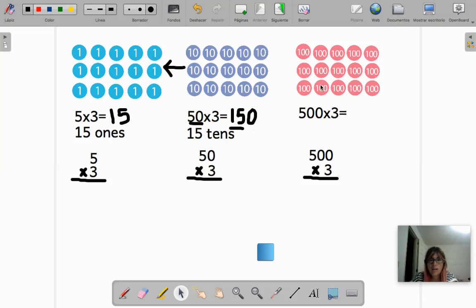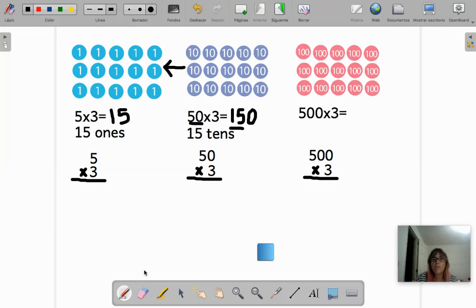Okay, now let's do the last one. How many do we have at the top? 1, 2, 3, 4, 5. Again, we have 5, like here. 1, 2, 3, 4, 5. And 1, 2, 3, 4, 5. So in all of them, we have 5, but here they are ones. Here we have 5, but they are tens. And here we have 5, but they are of hundreds, exactly. They are hundreds.